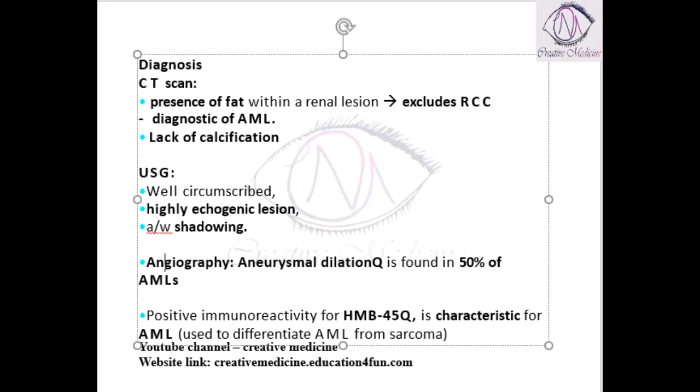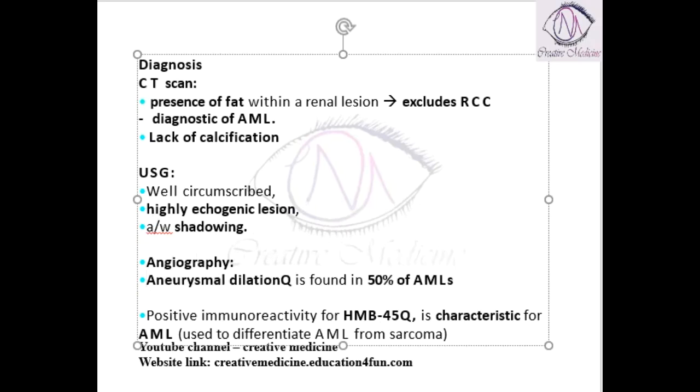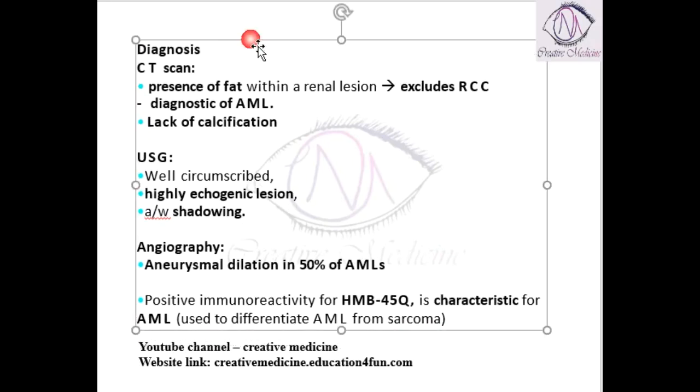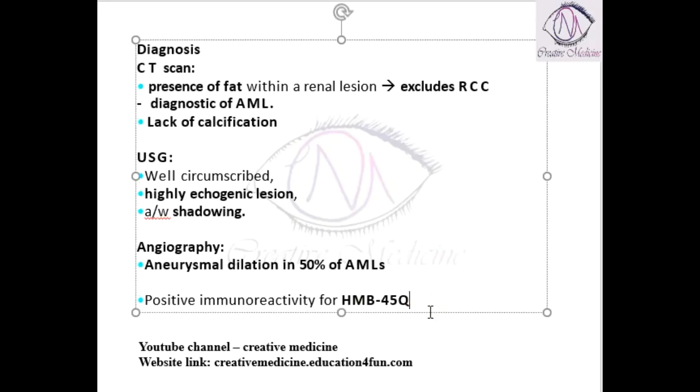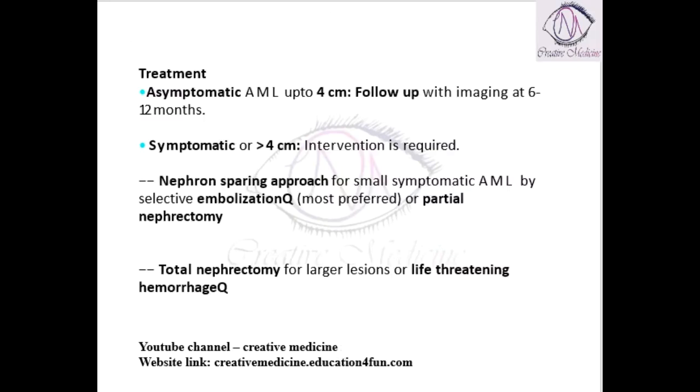We can also do angiography. On angiography, you will see that aneurysmal dilatation can be seen in 50% of angiomyolipomas. Then if you do immunoreactivity, you will see that it is positive for HMB45. Immunoreactivity is seen for HMB45.